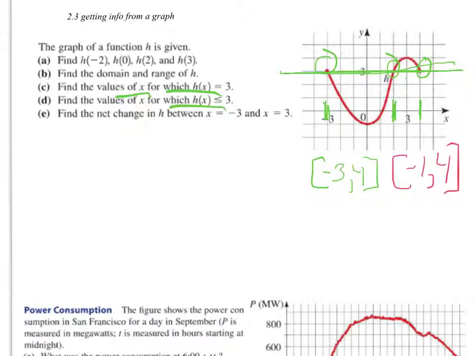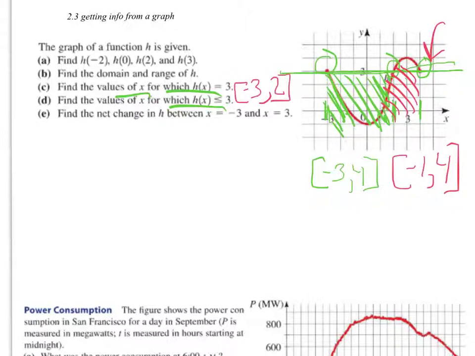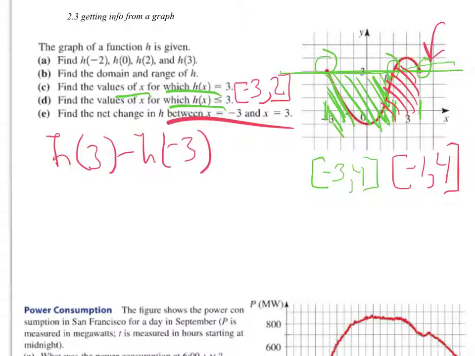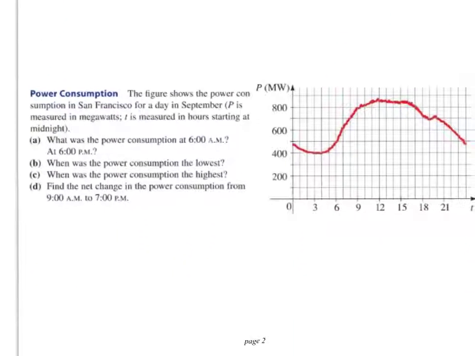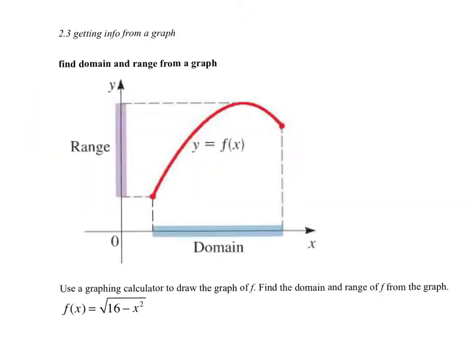The x values for which h of x is less than or equal to 3 are going to be all the x values, let's see, from -3 to +2. Because for these x values, the graph is actually above y equals 3, right? So we only want the x values between -3 and +2. So -3 to +2. So I'll let you do the net change. Remember, it's going to be h of 3 minus h of -3. Practice reading points and things on graphs by looking at this one on your own.